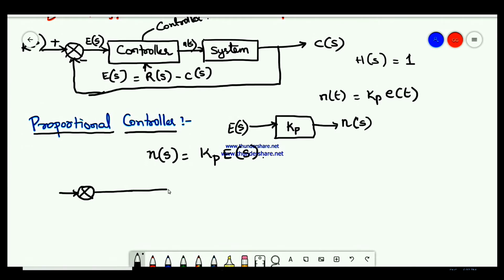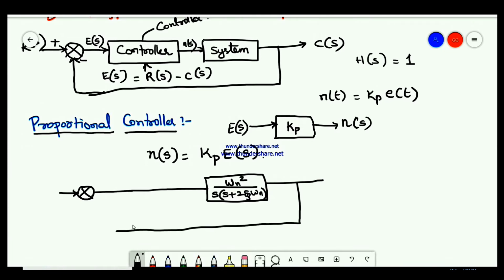and we will try to include this controller in a second order system. We know the block diagram of the second order system is given by omega n square divided by S into S plus 2 zeta omega n. So this is the forward path gain block for the second order system, and we know that the second order system will have a unity feedback, because this block we have already considered while deriving the response in the earlier videos. So that is the block which I have written.